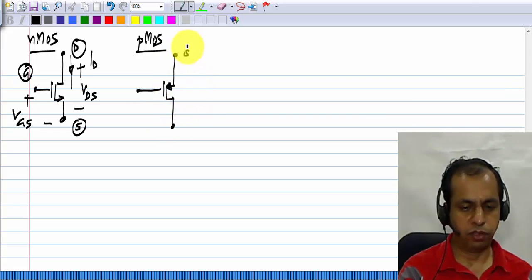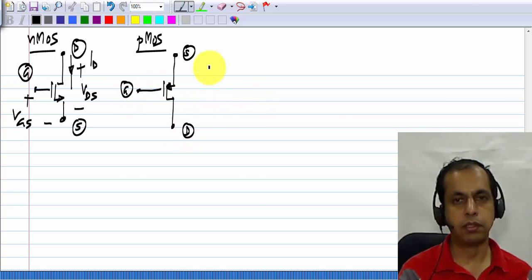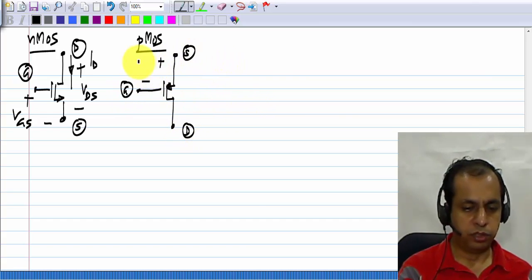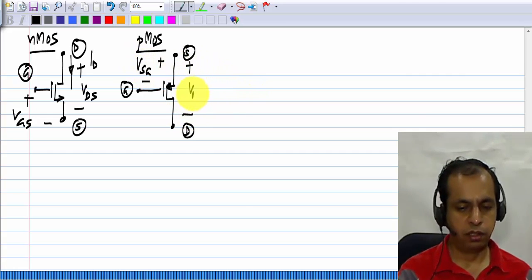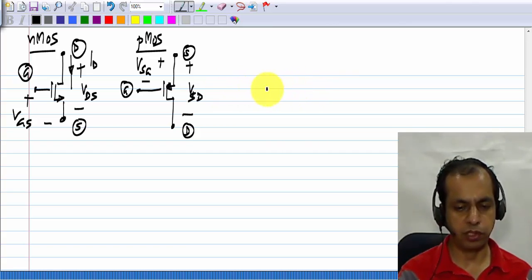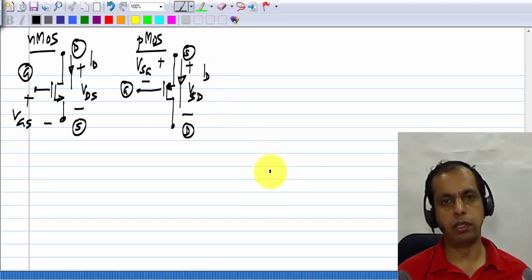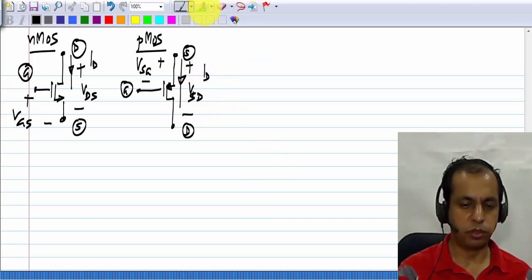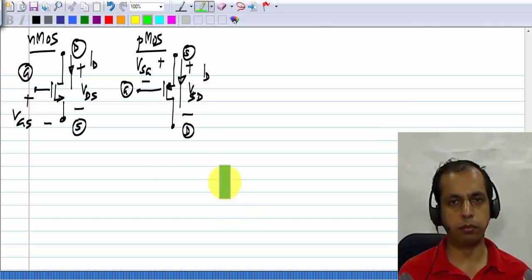In case of the PMOS transistor, again I have drawn the source on top and drain at the bottom, and gate is here. We choose the source gate voltage VSG and the source drain voltage VSD as the independent variables, and that describes the drain current ID which flows from source to drain.